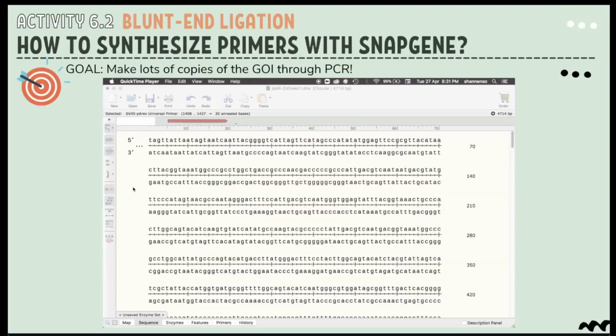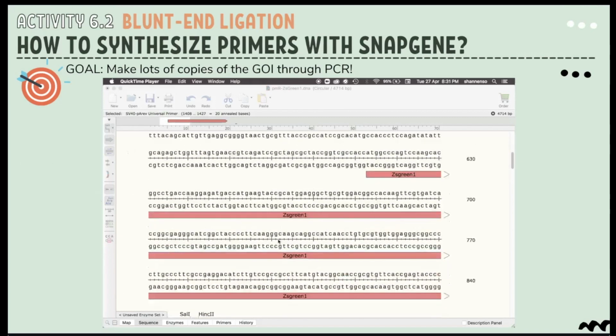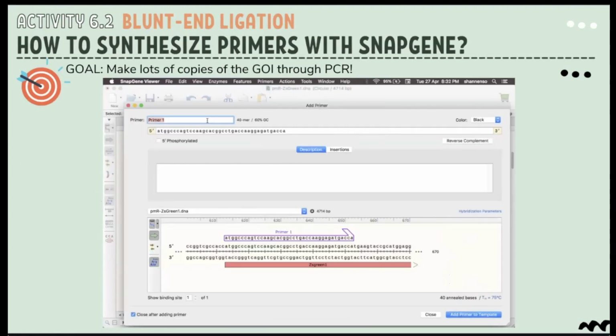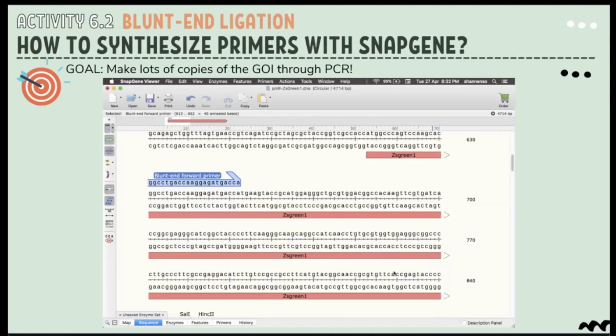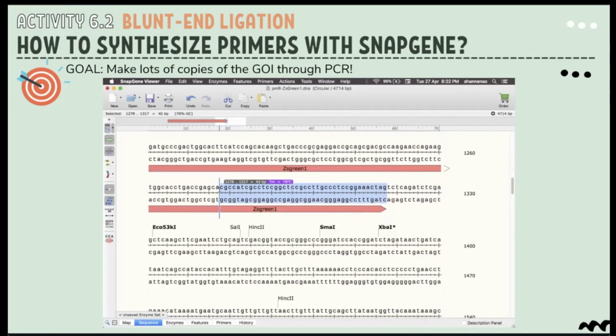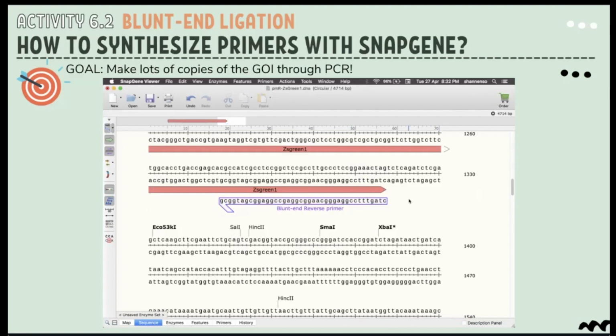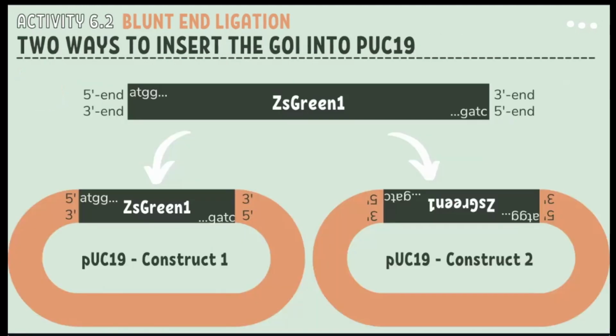Let's try to make these primers through SnapGene. Select the first 40 base pairs of ZS Green 1 and click the Primers tab, then add primer. Select top strand and rename it as blunt end forward primer, then add it to template. For the reverse primer, we select the bottom strand for the last 40 base pairs of the GOI and click bottom strand. This is the blunt end reverse primer. Now that we have our primers, PCR will yield our amplicon, which is the GOI itself.